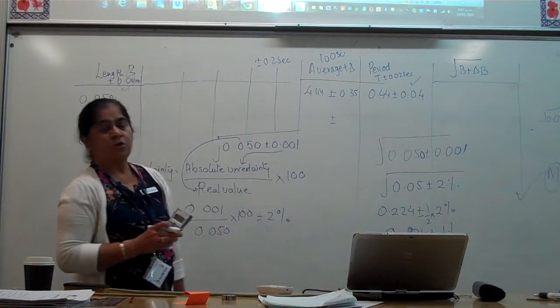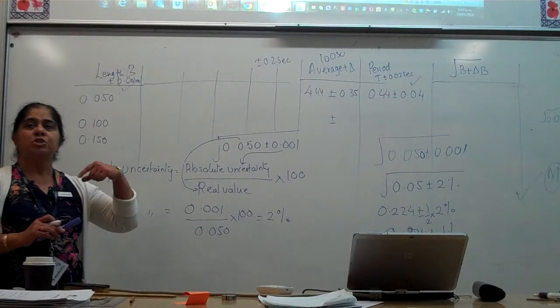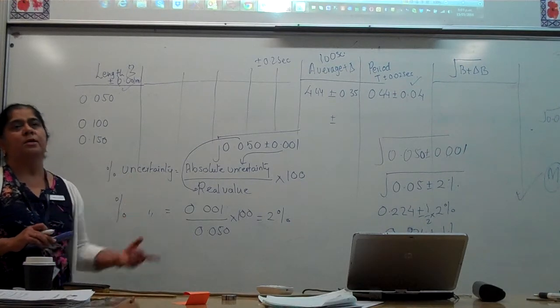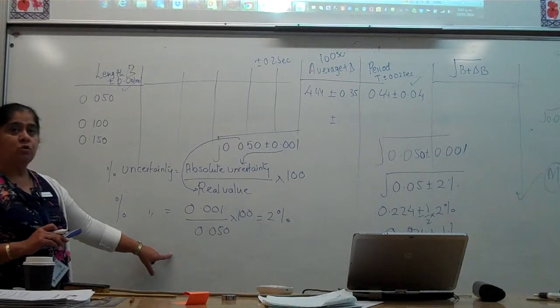But that's not what you're writing in the table. You will change it back to absolute uncertainty. And what do we do to change it?